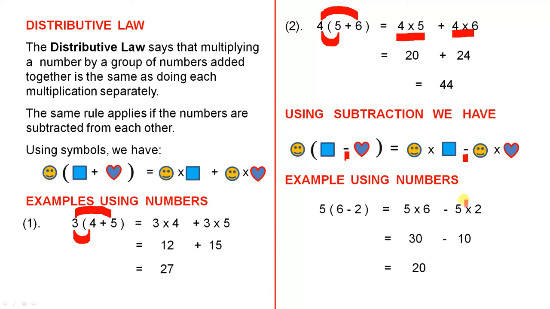Here's an example using numbers. 5 multiplied by 6, take away 2. That's 5 times 6. So that part is the 5 times 6. Minus 5 times 2. That part is the 5 times 2. 5 6s are 30. 5 2s are 10. 30 minus 10 is 20. So there are some wonderful examples of how to use those basic laws using some numbers.